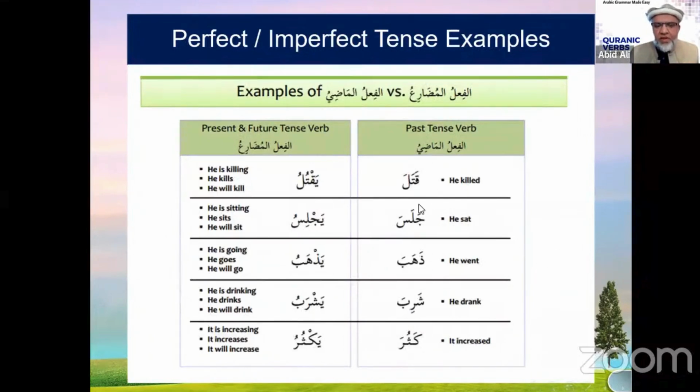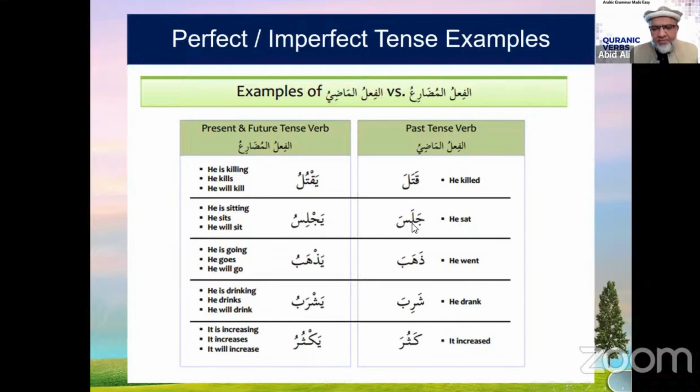We looked at some of these examples. For example, katala, he killed, that's the madi, the past tense. When you make it present and future tense, you get 3 meanings out of it. You can mean by saying yaktulu, he is killing, he kills, and he will kill. Now over here, what happened?